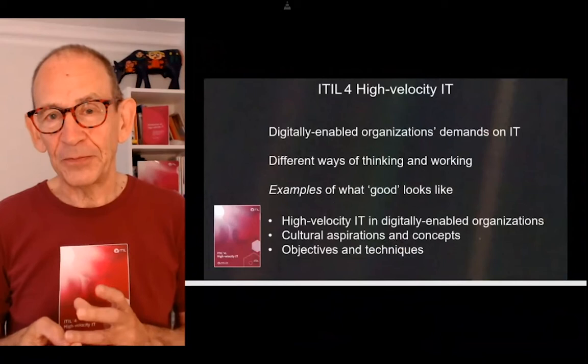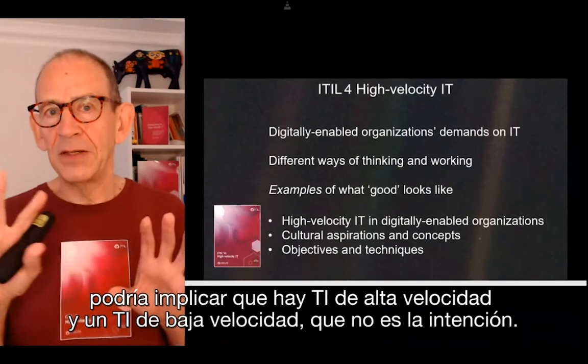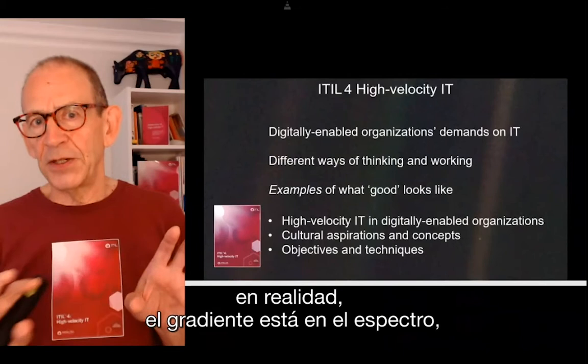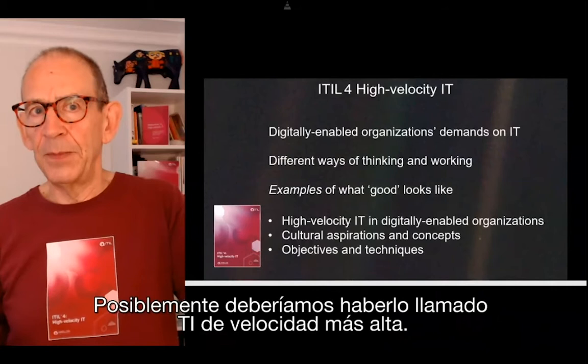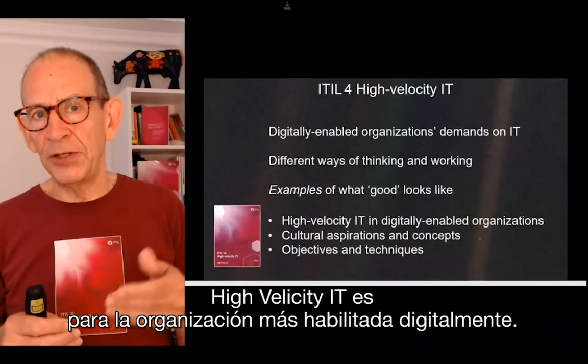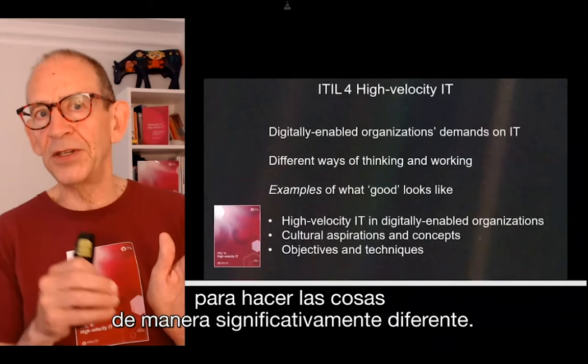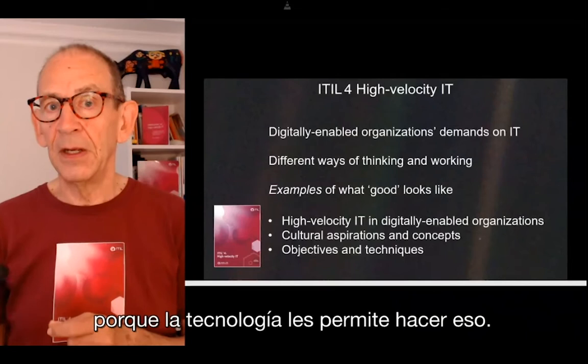The concept of high velocity IT is an interesting one. It could imply that there is high velocity IT and low velocity IT. That is not the intent. It's on a gradient, it's on a spectrum. So you have lower velocity and higher velocity. We possibly should have called it higher velocity IT, but the name would be a bit clunky. So high velocity IT is for the more digitally enabled organization. Of course, every organization uses IT to a degree. This is about the organization that really relies on IT to do things significantly differently, or even do significantly different things, because technology enables them to do that.